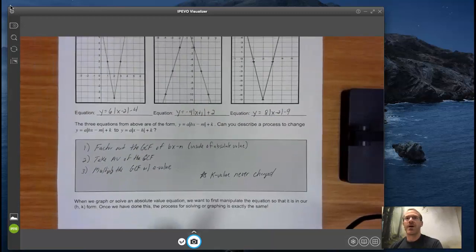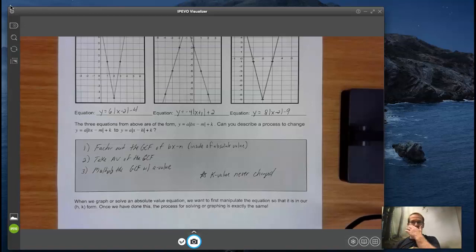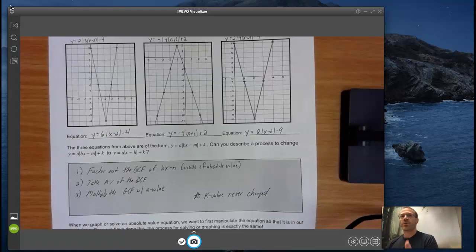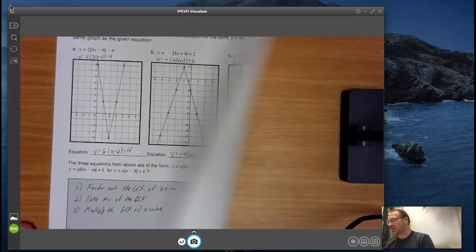Okay, all right. So now, by doing this, notice we get back to that HK form. We get back to what we already know to be true, okay? So why do we want to be able to do this? I'm going to go through two examples with you, both with graphing and solving, and show you why this is advantageous for us, okay?